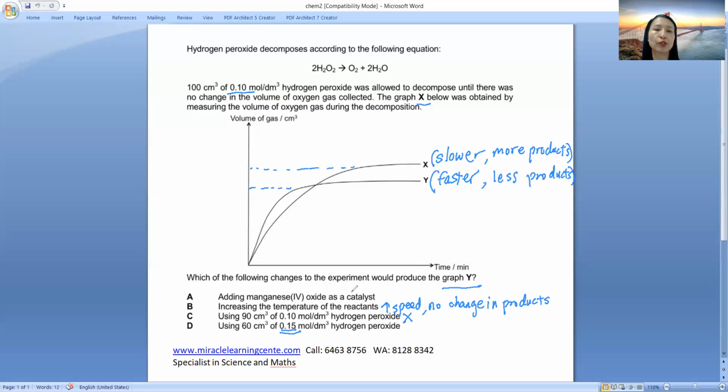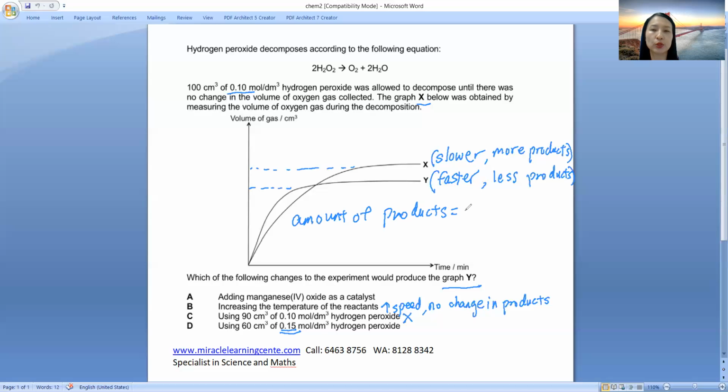Adding manganese(IV) oxide as a catalyst speeds up the reaction, but does not change the amount of products either. So the answer most likely should be D, because it increases the speed of the reaction, because the concentration is increased. But how do you know that the amount of products is less? Okay, so you calculate the number of moles. The amount of products depends on the number of moles. For this question, you do not need to calculate because you can already tell the answer is D.